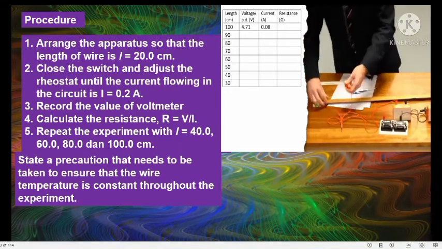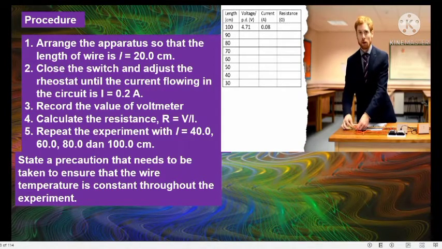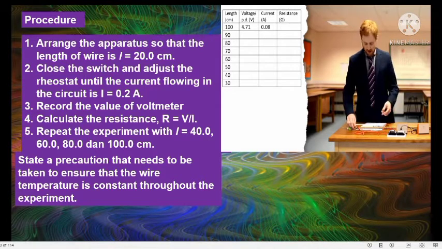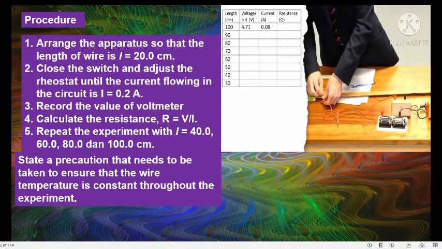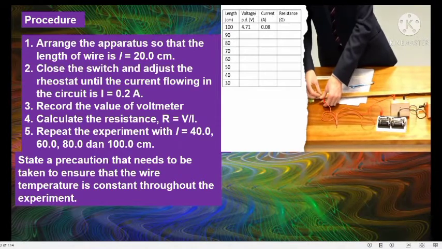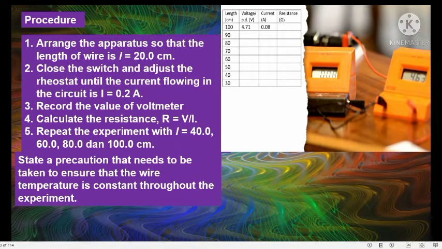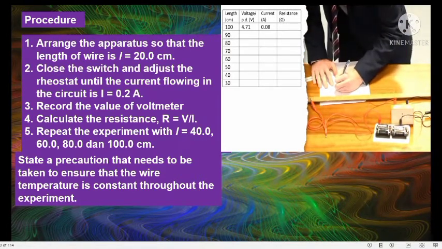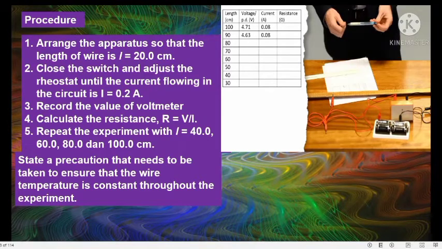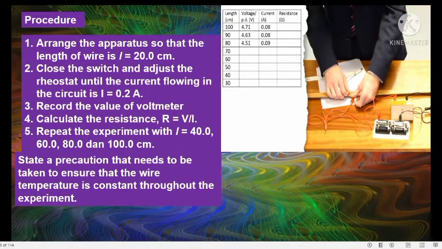So how to change the length? So you move one end of the crocodile clip and clamp it to the 10 cm reading, so that the total length become 90 centimeter. So now it's 90 centimeter. Okay, record the reading. Current 0.08 ampere. Now the voltage is 4.63. Now change to 80 cm, so we get the reading of the voltmeter is 4.51.